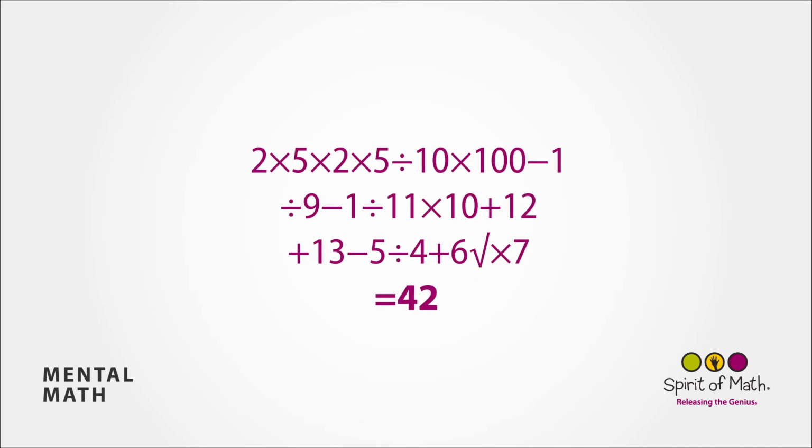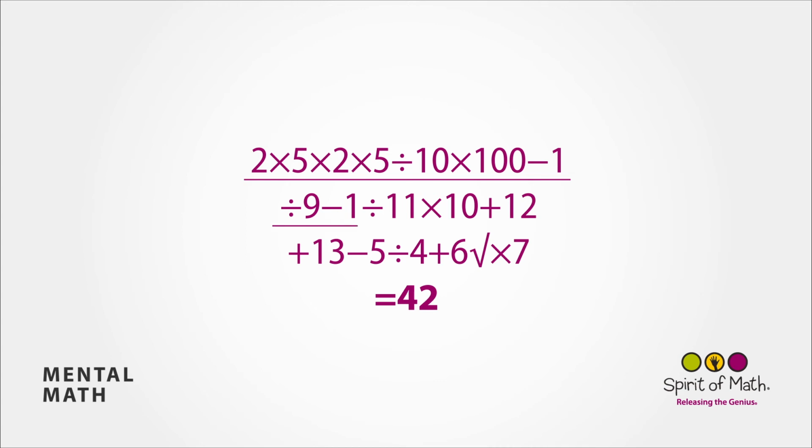All right, start at the beginning of the equation. 2 times 5 is 10 times 2 times 5 is another 10, so that's 100. Divided by 10 is 10. Multiply that by 100 is 1,000 and subtract 1 is 999. Divided by 9 is 111.